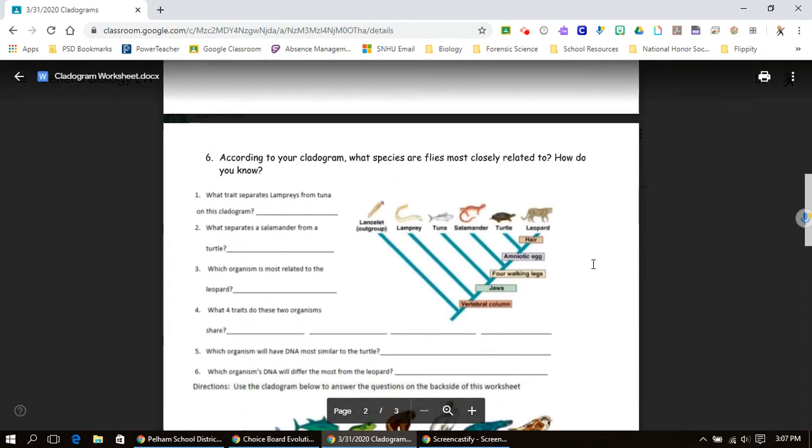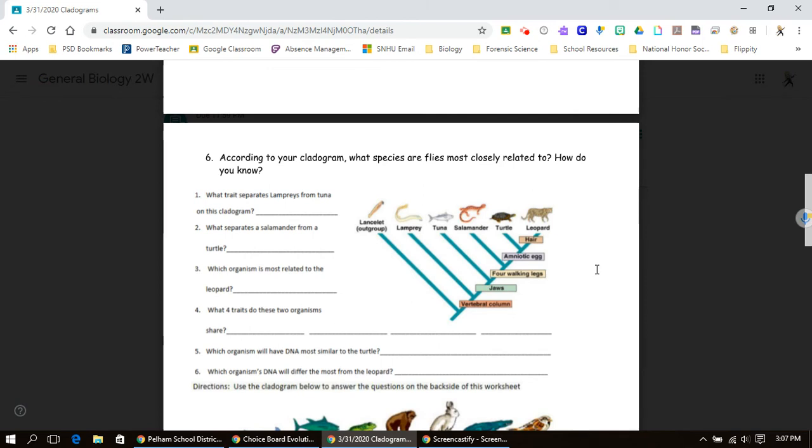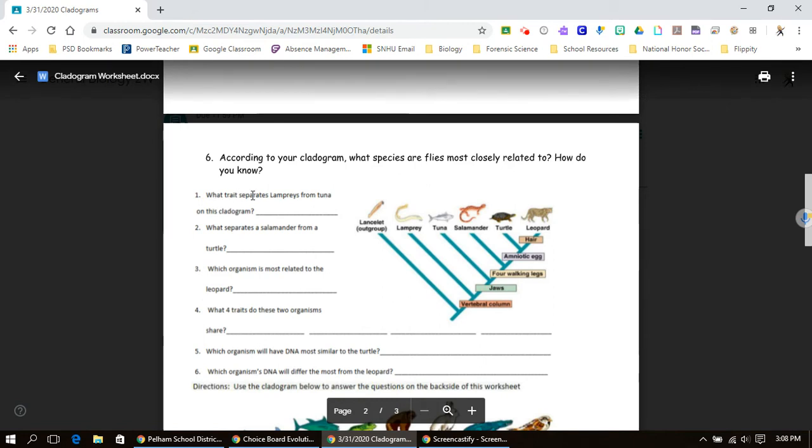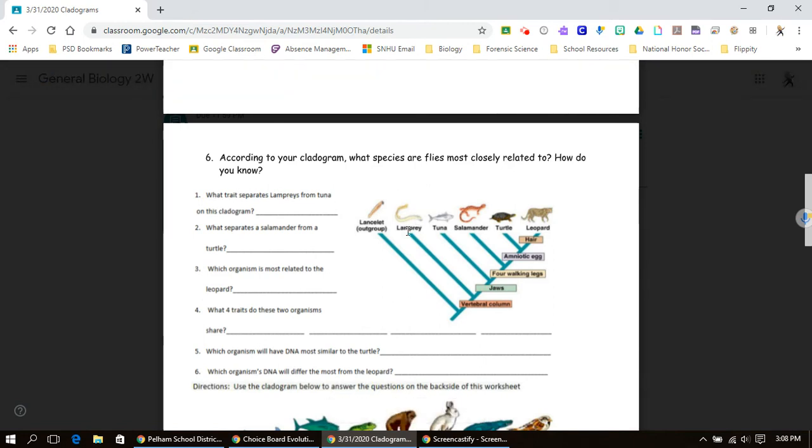For this one, the cladogram is already completed for you. So all you really have to do is just try to read the diagram. So this first question, what trait separates the lamprey right here from the tuna? Go between the two and go all the way down. And this is the trait that separates the two of them because this is the trait that developed for the tuna.